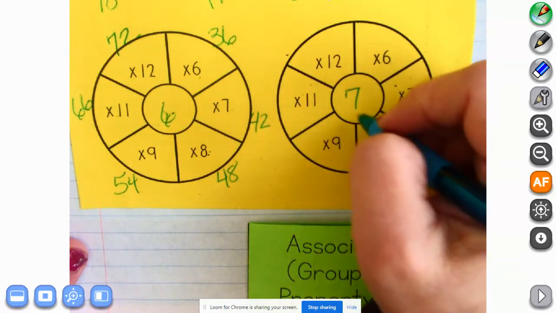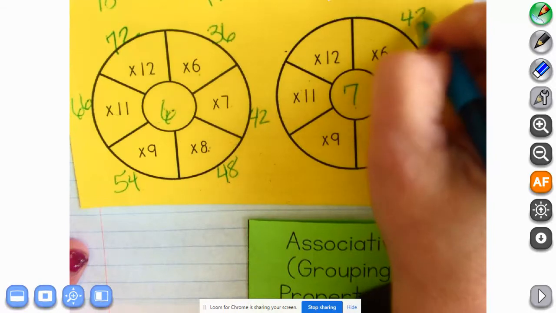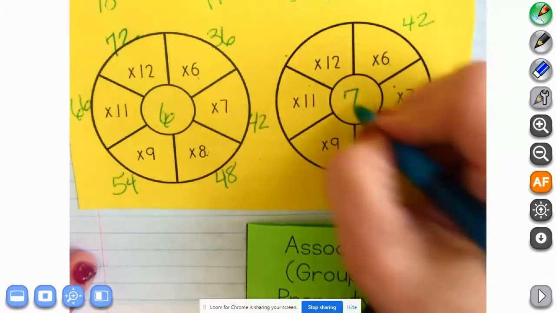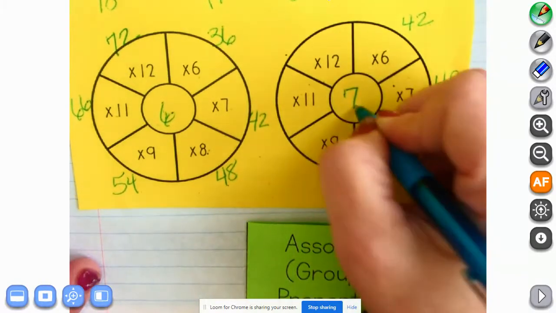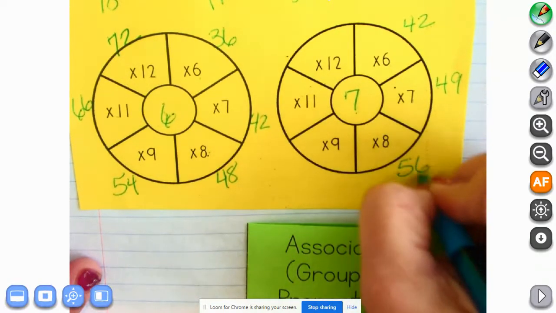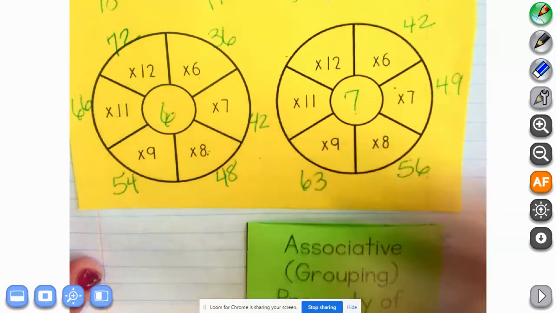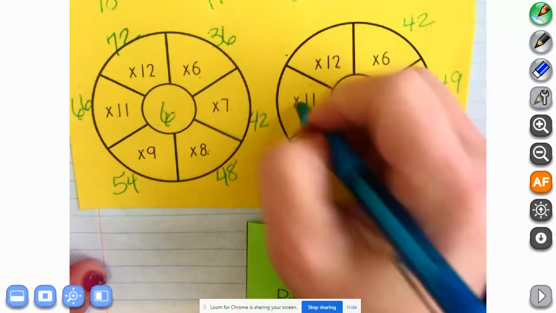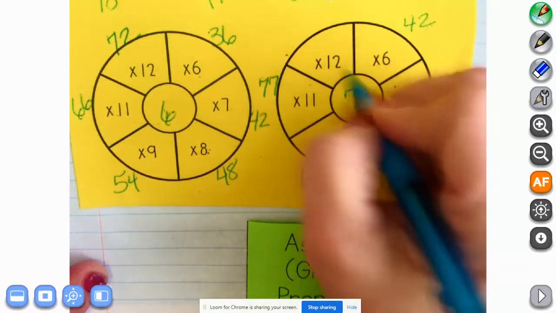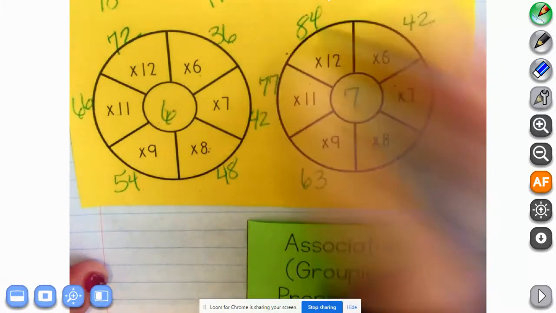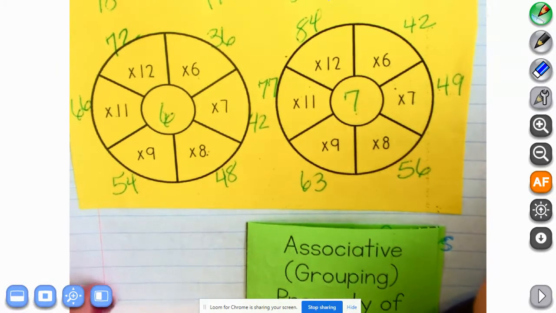All right. This one we're doing 7. 7 times 6 is 42. Is that what you got? Hopefully you did. 7 times 7 is 49. It's 7 more than that. 7 times 8 is 56. 7 times 9 is 63. 7 times 11 is 77. And 7 times 12 is 84. Okay, make sure you have all of those written down.